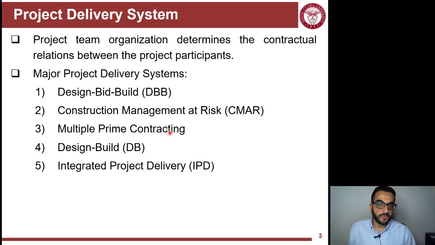Multiple prime contracting is not that efficient and it's not recommended by a lot of people in the industry. And IPD hasn't had momentum yet like design build. It's very innovative like design build, very promising, but still hasn't gained as much ground as design build. So we'll cover design bid build, CMAR, and design build.